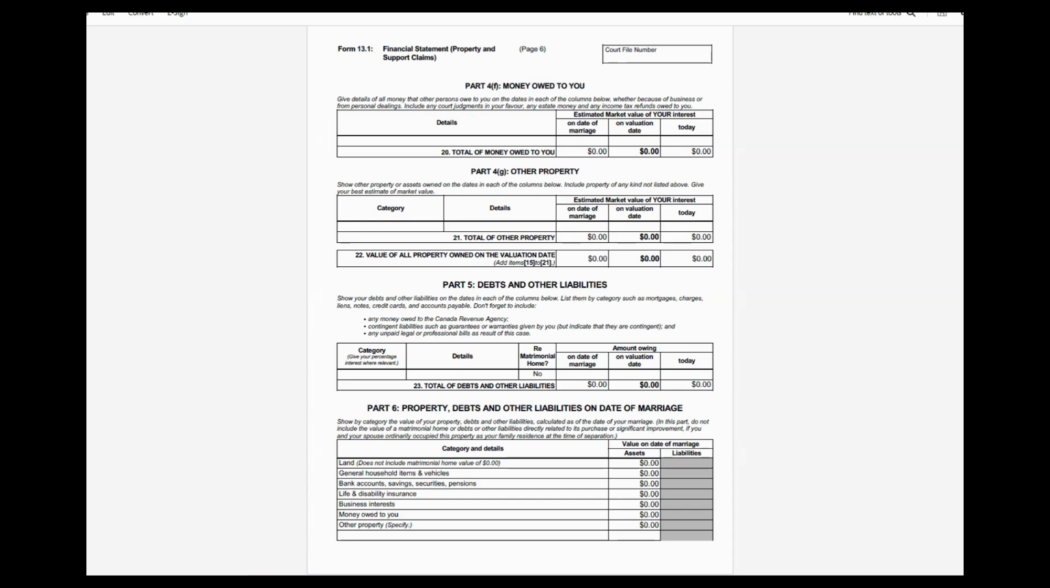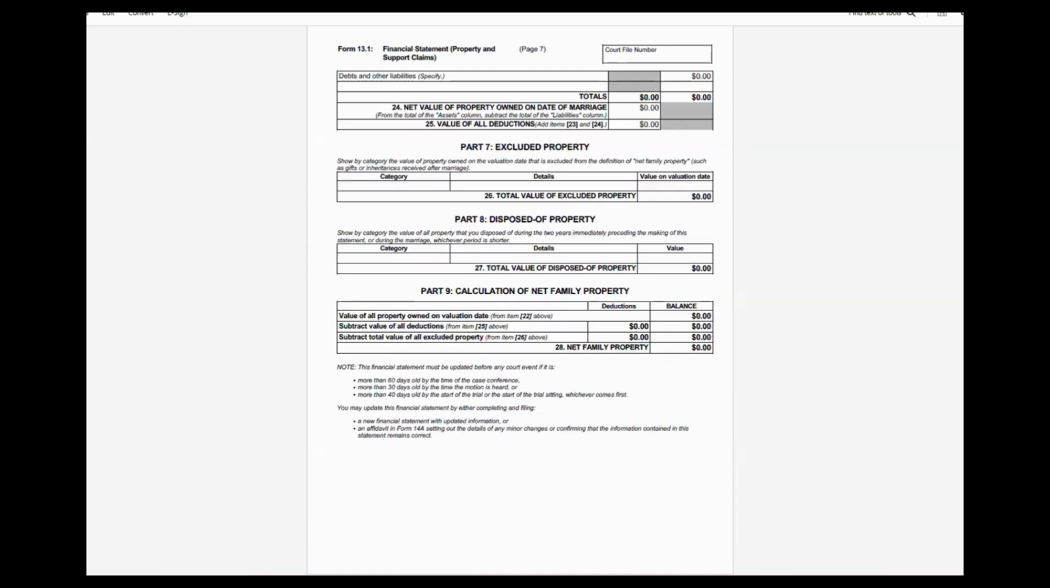You also need to disclose what assets and debts you had on the date of marriage. You may not have that information if you've been married for too long and you don't have it, that's fine. But if you do, you need to disclose that. So again, this is also a sworn document. So once you fill out everything, you need to get it commissioned. So again, you can go to court and have a court clerk commission it.